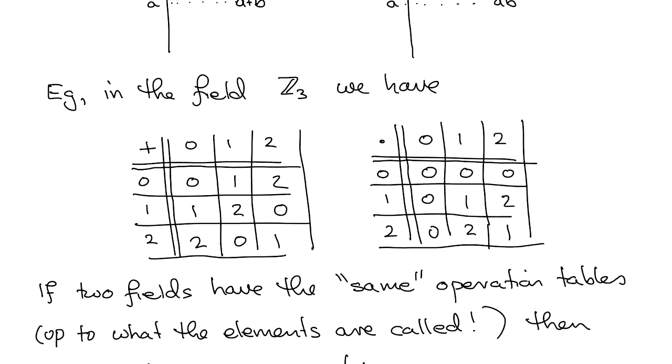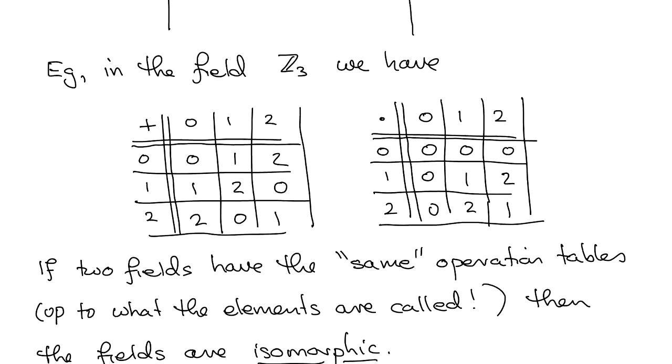And now two fields, we'd like to consider them as the same if their operation tables were the same, just up to what I called these elements. Like in Z3, I called these 0, 1 and 2, but I could have called them red, green and blue, and had a multiplication table with reds, greens and blues.